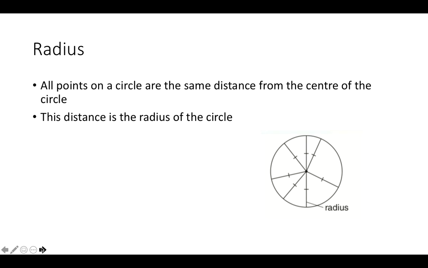A radius is any line that begins in the center of the circle and goes outside to the edge. So let's read: all points on a circle are the same distance from the center of the circle. If you are looking at the center and you see all these lines, they are all an example of what we call a radius, because they are the same distance. This distance is the radius of the circle.